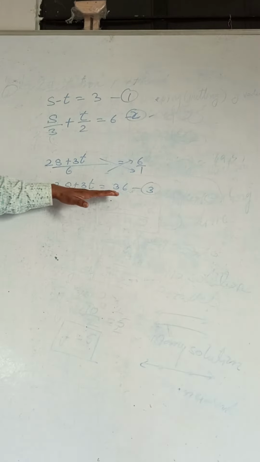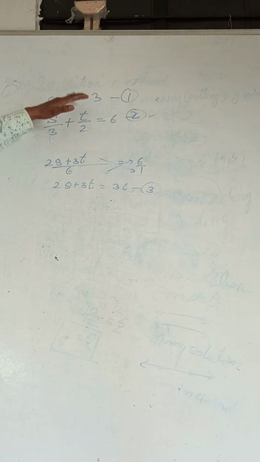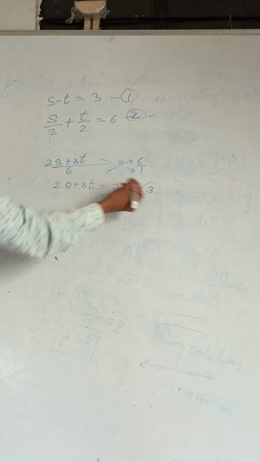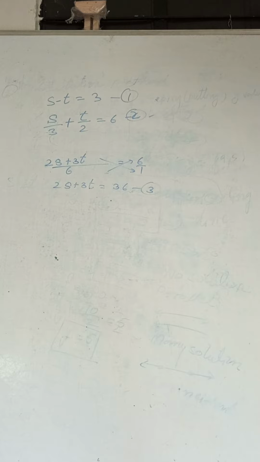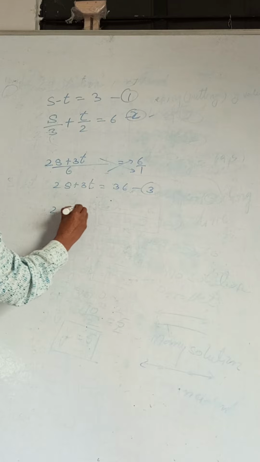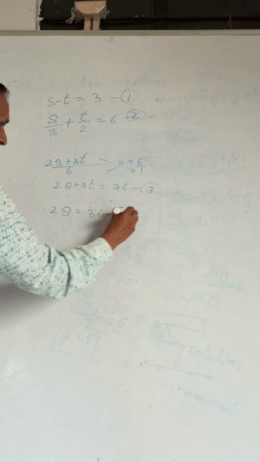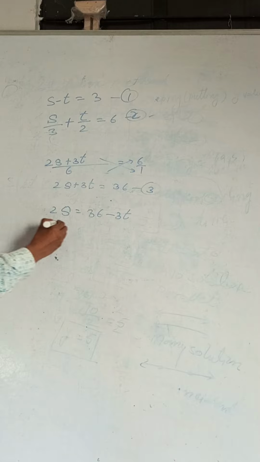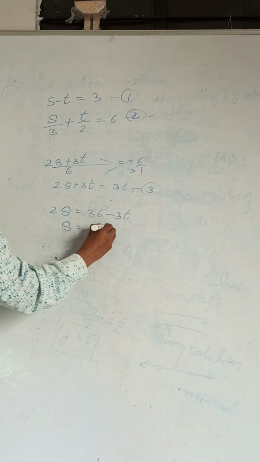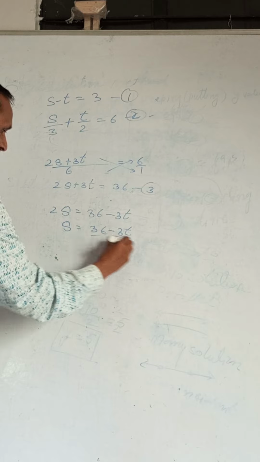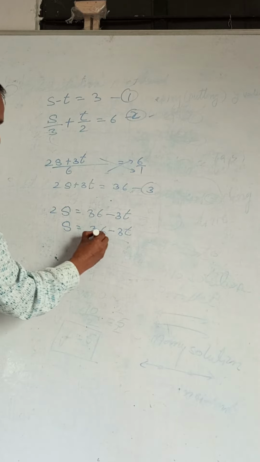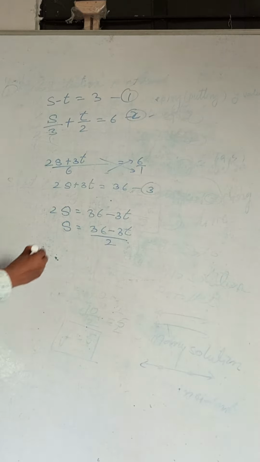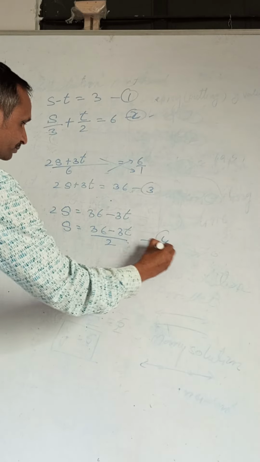Now I choose this equation, equation number 3, for the substitution. Which variable are we going to choose? Suppose this time I choose s. I can rewrite it: 2s is equal to 36 minus 3t, so s is equal to 36 minus 3t, and the multiplication by 2 goes to the downside and becomes division by 2. This is equation number 4 we got.